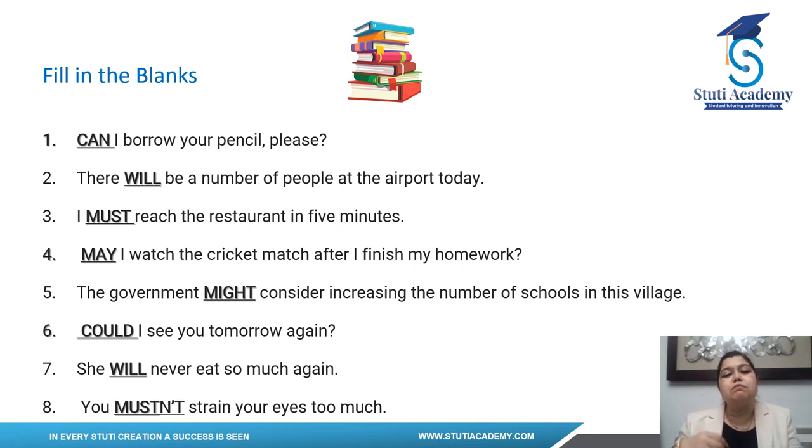The government might consider increasing the number of schools in this village. So we are talking about probability. We're talking about might. We don't know for certain yet, but we're talking about the probability of it. Could I see you tomorrow again? So I'm asking you a question. Could is a past form of can. So could I see you tomorrow again?